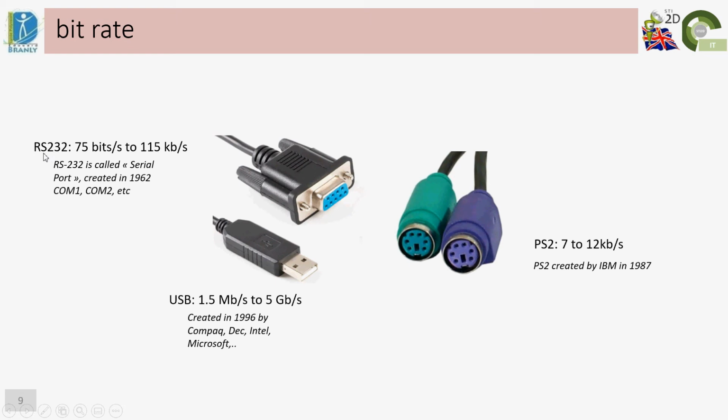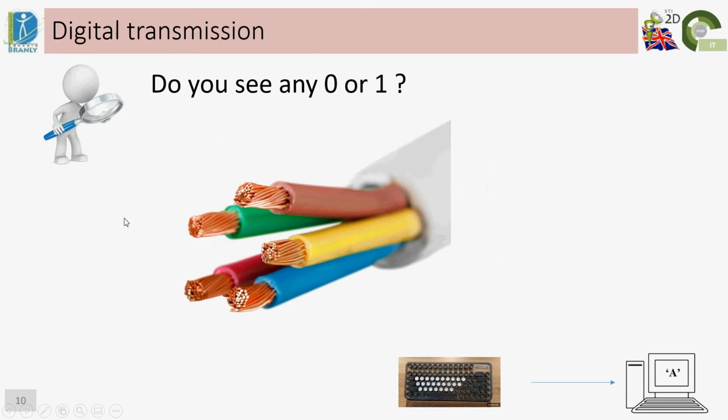By the way, RS-232 is called the serial port, le port série. C'est là où vous allez trouver COM1, COM2 quand vous essayez de régler votre carte Uno. Donc c'est le port série d'une liaison RS-232.